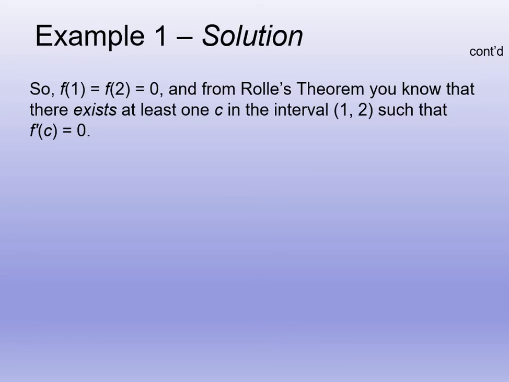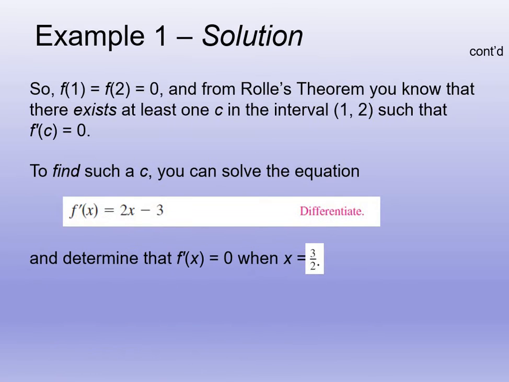So f of a does indeed equal f of b. So we know that we can apply Rolle's theorem, and we know that there exists now at least one c on that interval from 1 to 2, such that f prime of c is equal to 0. Alright, so let's take the derivative of the function. We can find that f prime of x is equal to 2x minus 3.